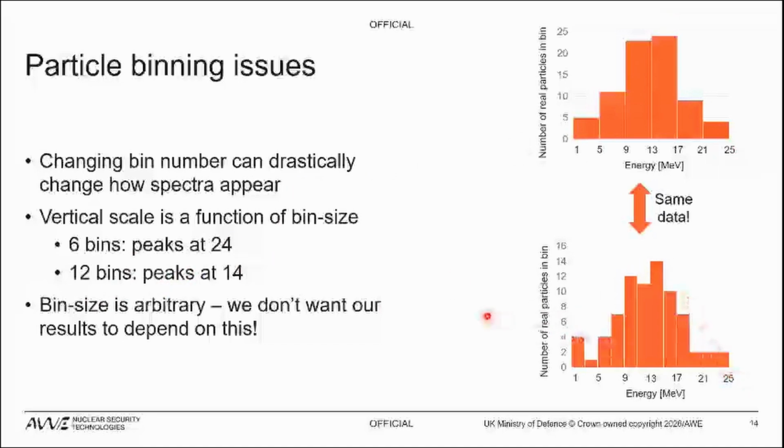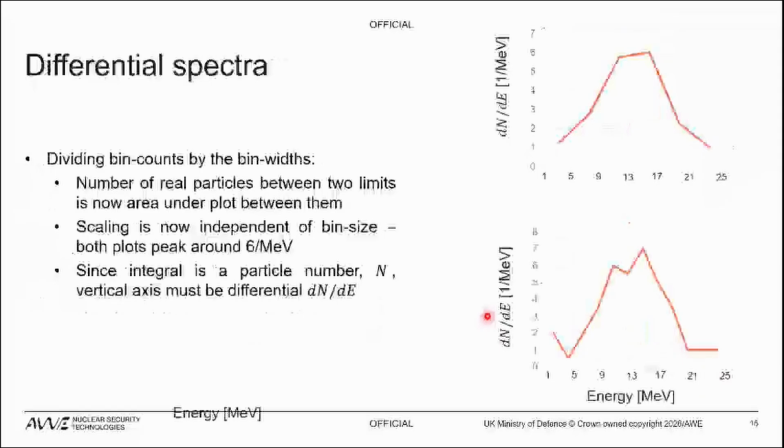It's not very useful for comparing one data set to another data set if you're not really comparing the same thing each time. And the bin size is arbitrary. We don't want our results to depend on the number of bins that we're using. So what we can do instead is look at differential spectra. If we take those same bins, but divide them by the bin size, then we produce plots which are a bit more similar in terms of peak, depending on whether we use 6 bins or we use 12 bins.